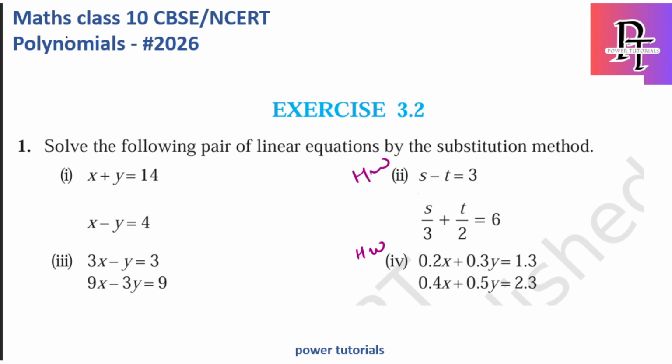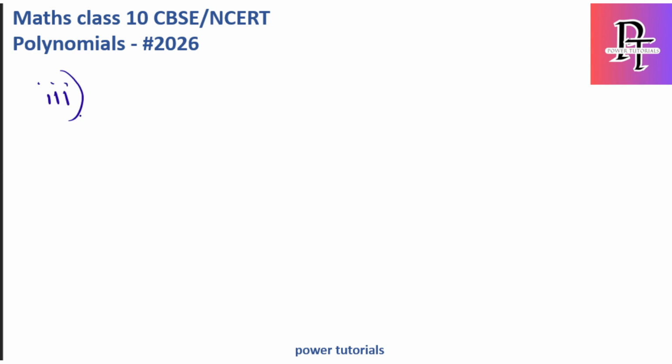Okay, I'll do one thing. I'll keep the third as homework and I'll solve the fourth one, because the first and third are almost similar. So the fourth one: 0.2x plus 0.3y is equal to 1.3.